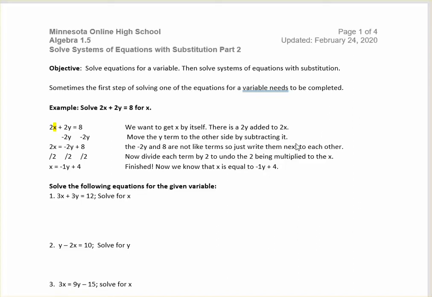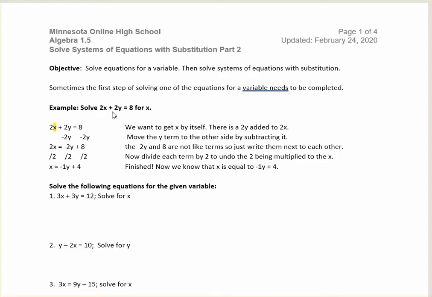In this video we are going to continue to solve systems of equations with substitutions. And sometimes for these problems we're going to have to do another step, which is to solve for a variable. So here's an example. We're going to first practice solving for a variable.